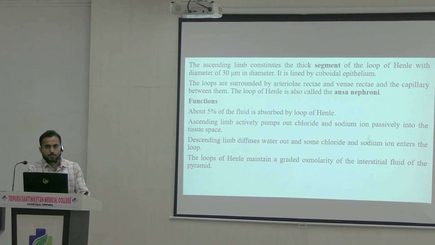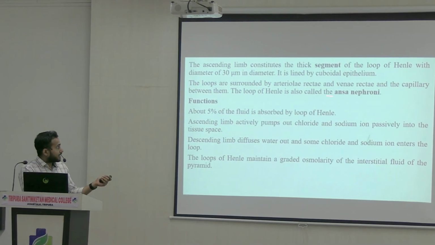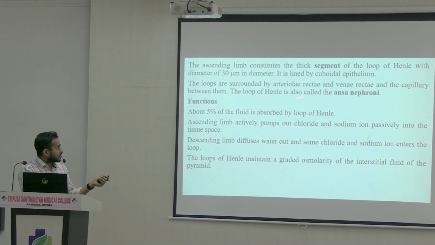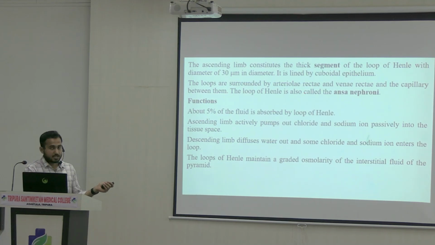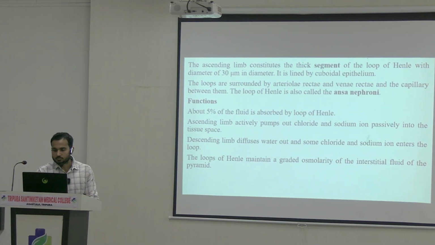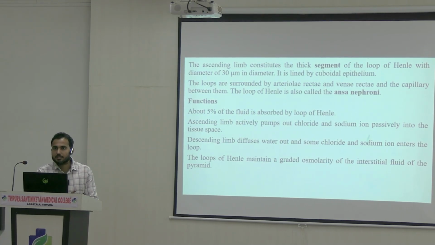Okay, next the loops are also surrounded by arteriole rectae, vena rectae. Okay, and this is also called ansa nephroni. Okay, next, what is the function of the loop of Henle? 5% of the fluid is absorbed. Approximately 5% of the absorption is done by the loop of Henle.